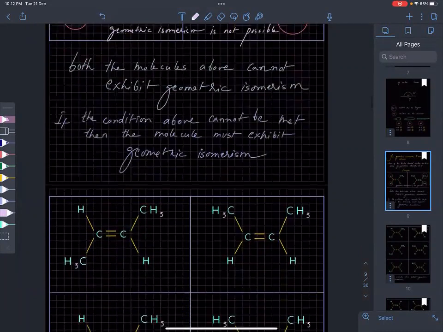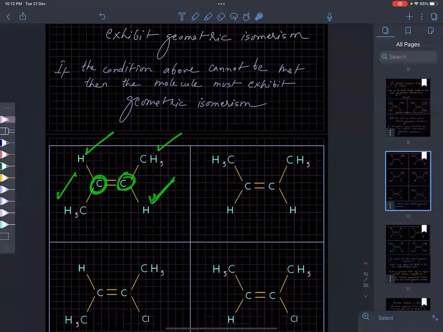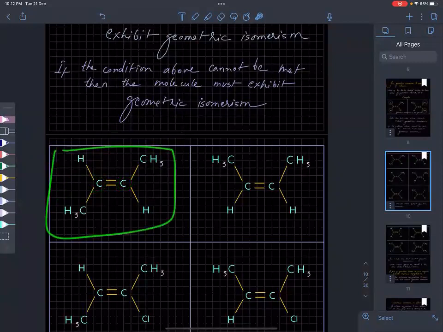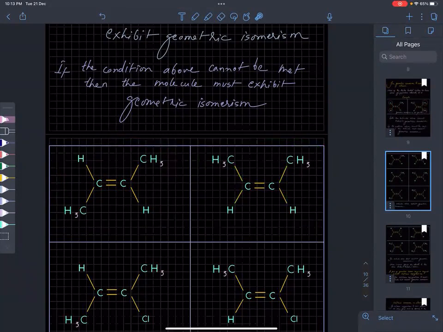Now, here, if you look at this double bonded carbon, two different groups are attached. This double bonded carbon, two different groups are attached. That means this shows geometric isomerism. Here also, two different groups are attached. Here, two different groups are attached. In fact, these two are structurally same. Do you agree?